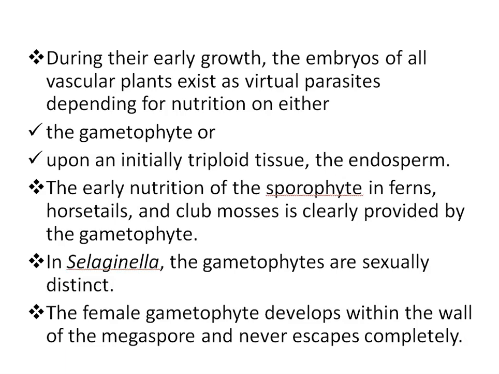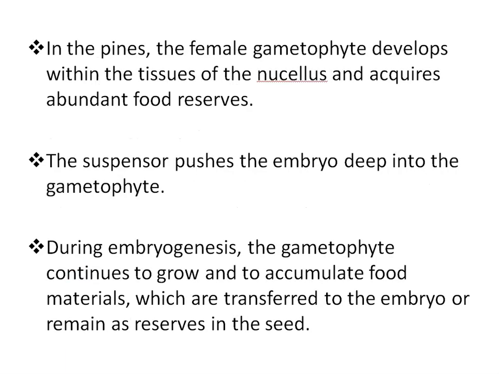In Selaginella, a pteridophyte, the gametophyte is sexually distinct. The female gametophyte develops within the wall of the megaspore and never escapes completely. After fertilization, the zygote cleaves and the outer cell produces a long suspensor that pushes the embryo deeply into the tissues of the gametophyte. A foot is then formed and further development of the embryo continues at the expense of reserves transferred to the megaspore from the sporophyte generation.